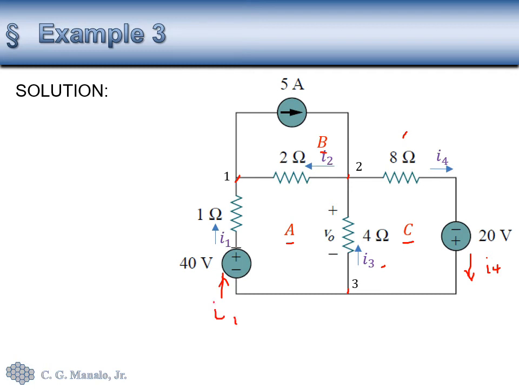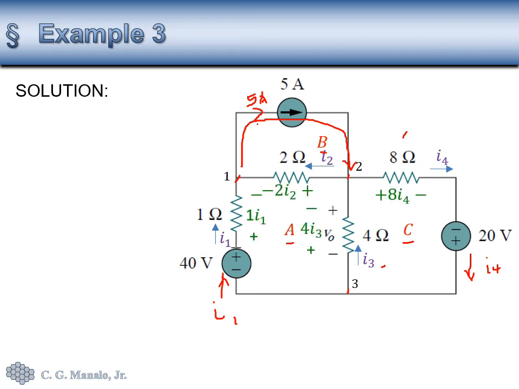Now we don't need to label the current on the current source, because the presence of 5 amperes here means that the current is already given, and that is 5 amperes. That current flows all the way from node 1 to node 2. So there's no need to label that part of the circuit.